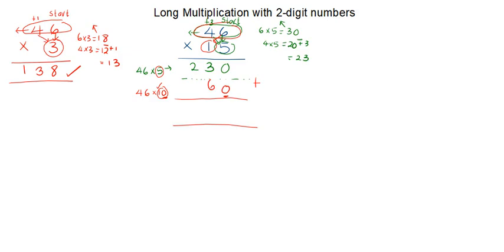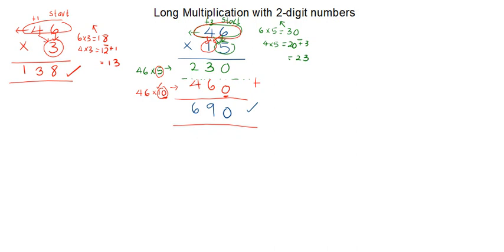And 4 times 1 is 4. Because 46 times 1 is just 46, right? And then times 10, you know it's going to give us 460. And all we have to do is add these two rows up. So 0 plus 0 will give us 0. 6 plus 3 is 9, and 4 plus 2 is 6. So we're going to get 690. That's our final answer there.